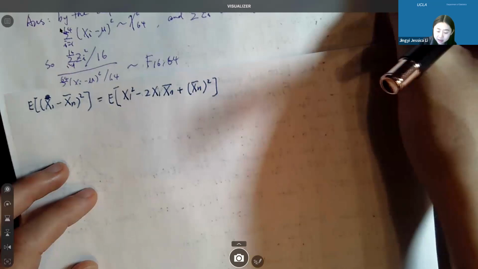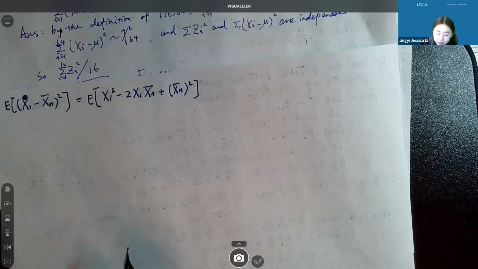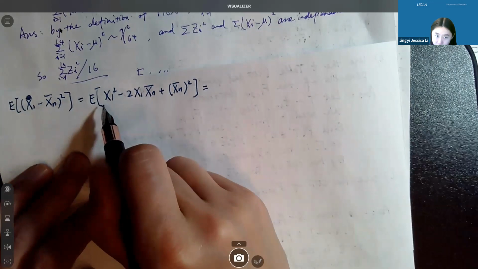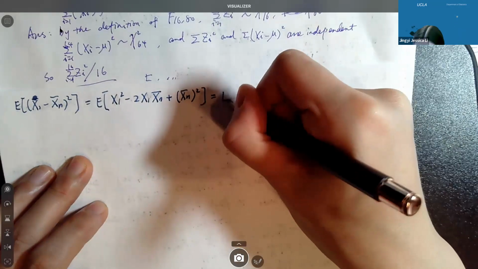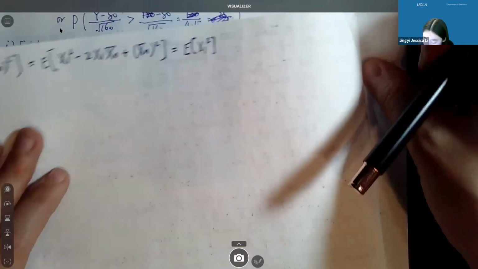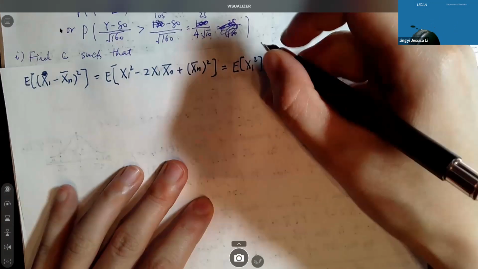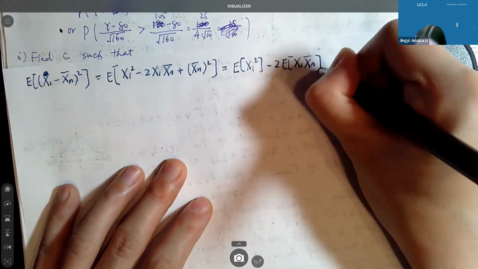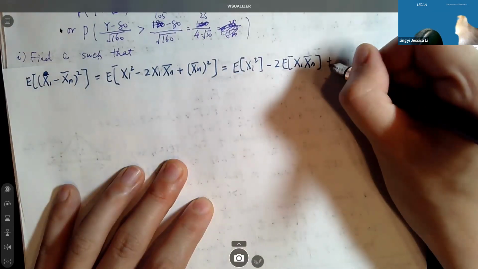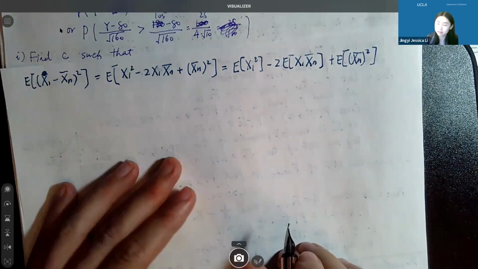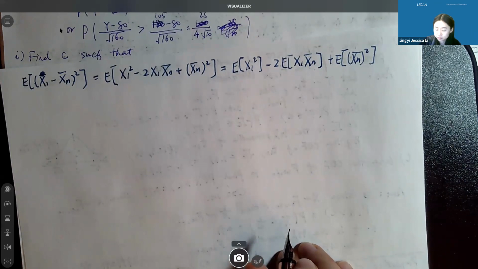Okay, so then what I'm left with is that I need to compute the expectation for each term. Let's just put the expectation around each term first. So I will have the expectation of X1 squared, minus 2 times the expectation of X1 X̄n, and finally plus the expectation of X̄n squared. Okay, I will have those.